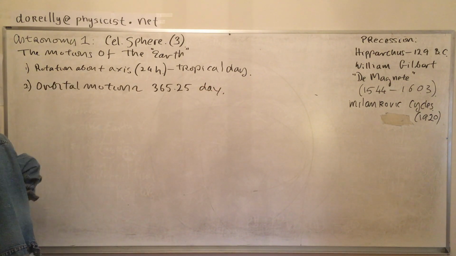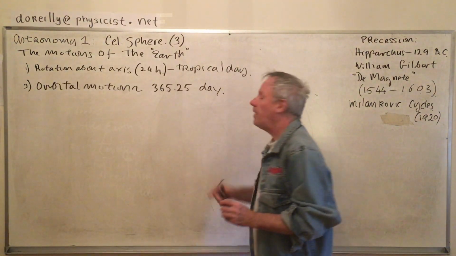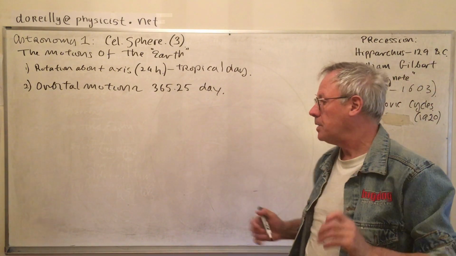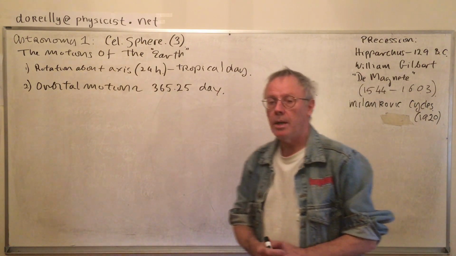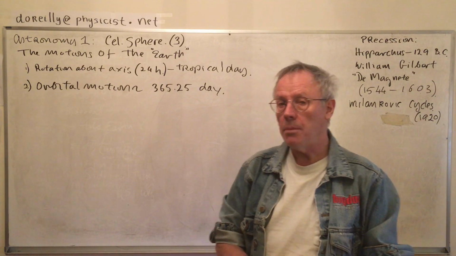And the next one is the orbital motion, and it's approximately 365.25 days. I was trying to look up the exact time, or at least a more exact figure, and I just couldn't find it so quickly. So the orbital motion, the Earth goes around the Sun. Now it goes around the Sun in an ellipse, so there are variations in that motion as well. I'll come to that in a minute.